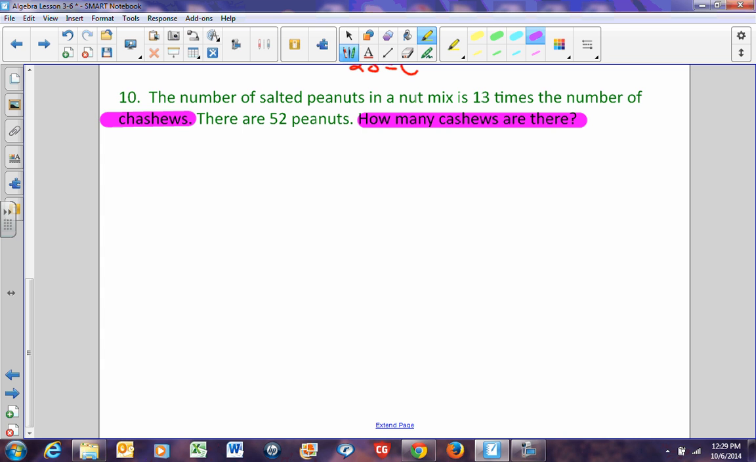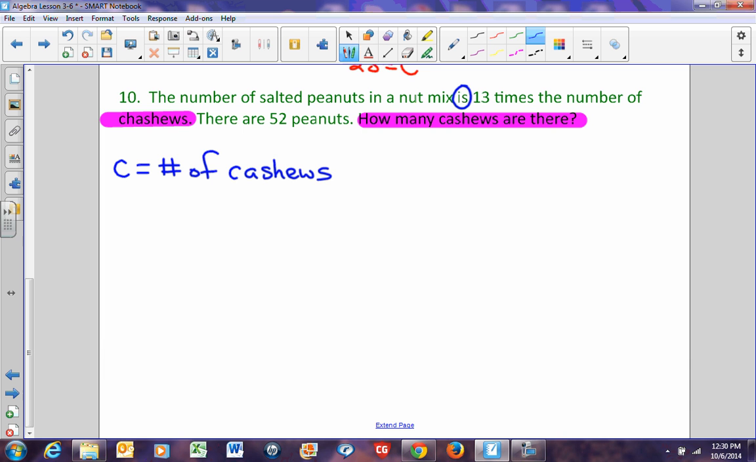So, since everything's being compared to cashews, I'm going to let a variable equal cashews. I'm going to let C equal the number of cashews. That's what I'm supposed to find, and that's what it's being compared to. So, the number of salted peanuts in a nut mix is, the word is in English means equals. He is cold means he equals cold. Same thing happens in math.